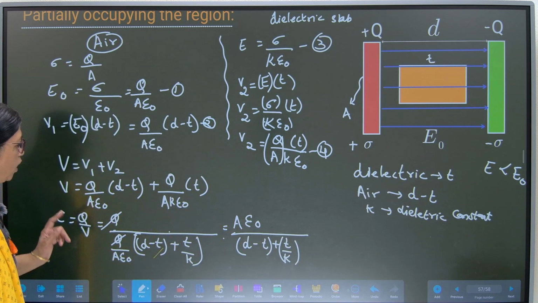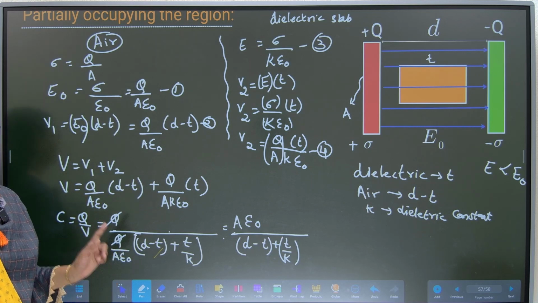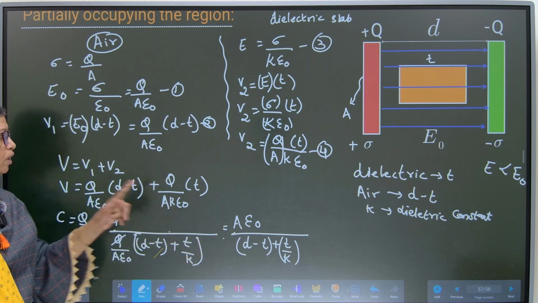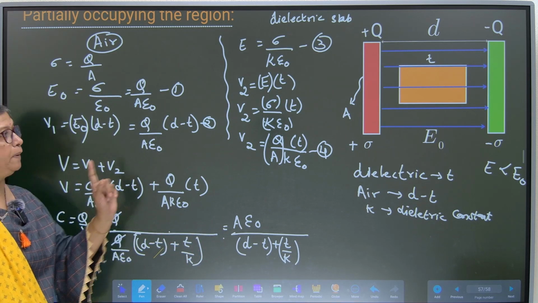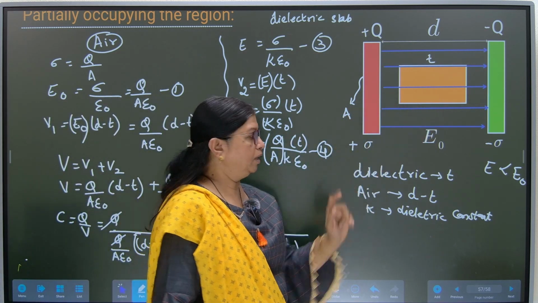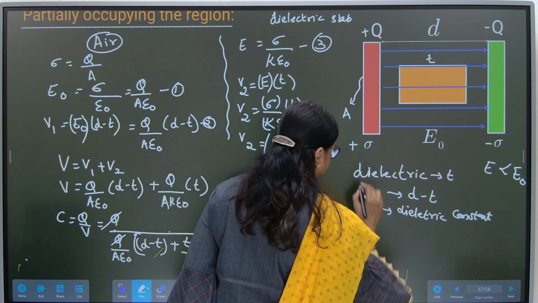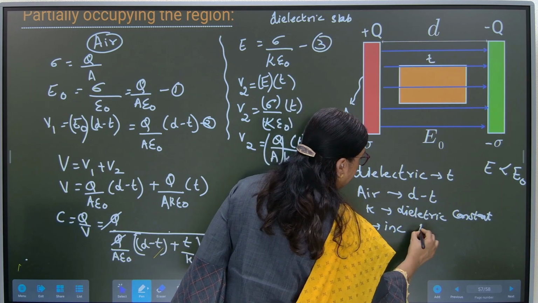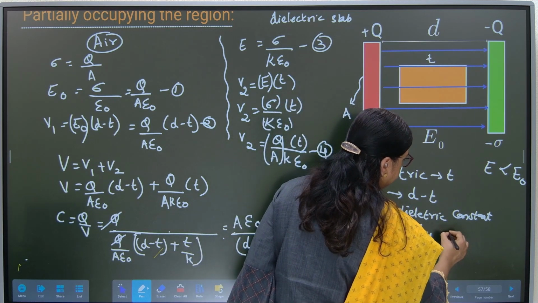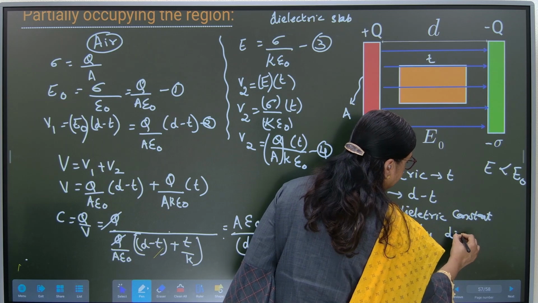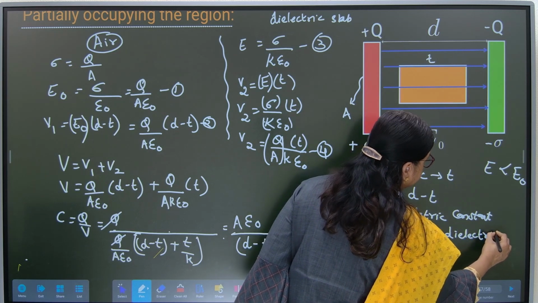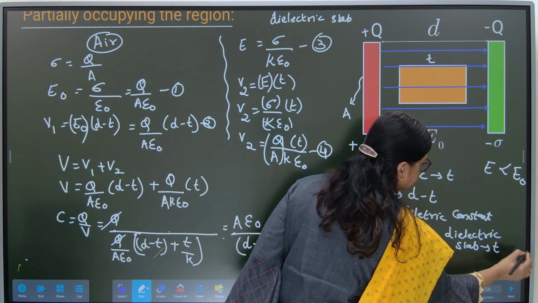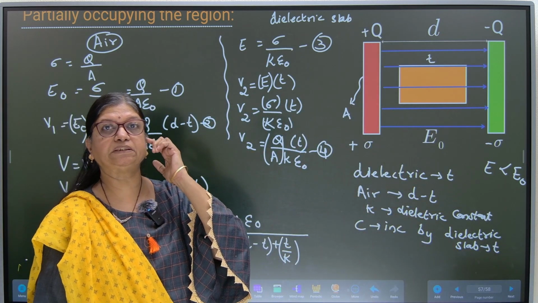Fine. So what have we done? We have reduced the denominator part. So capacitance will increase by placing the dielectric slab of thickness T. So C, capacitance, increases by placing a dielectric slab of thickness T. That is our purpose served.